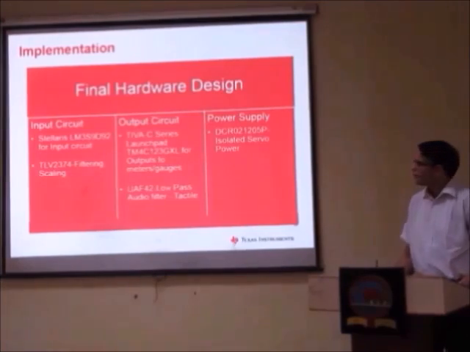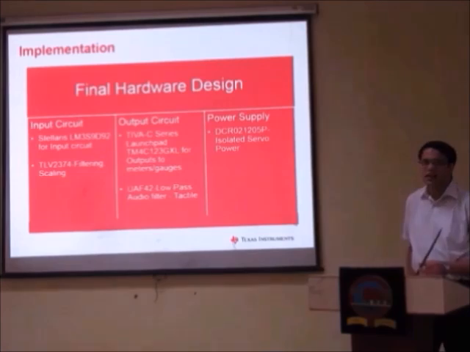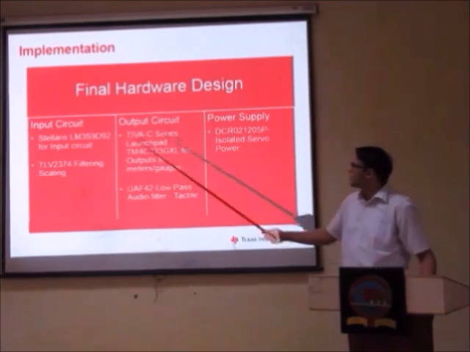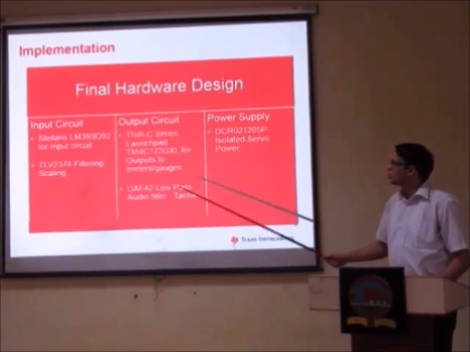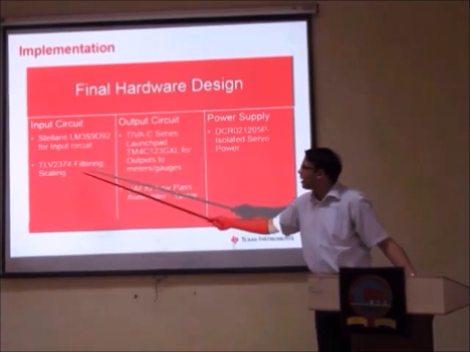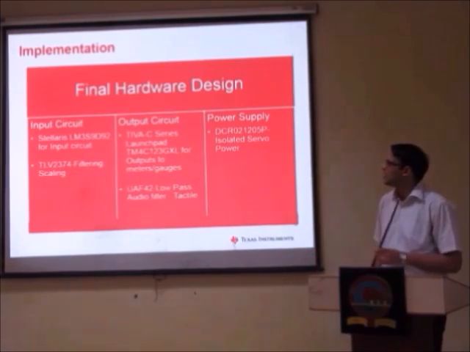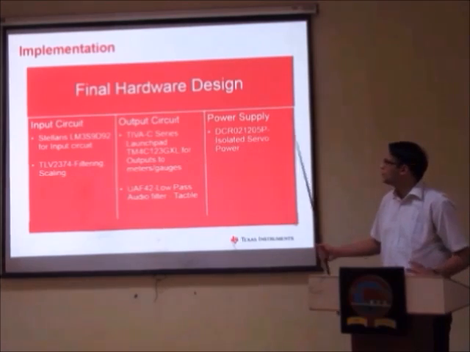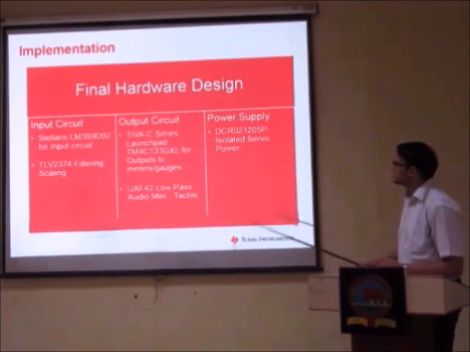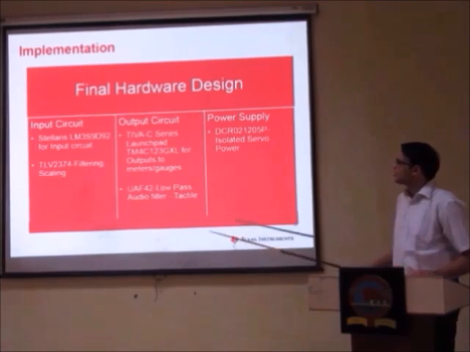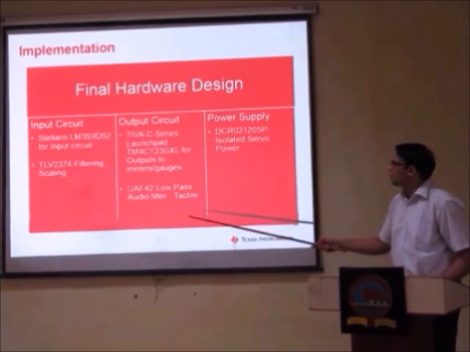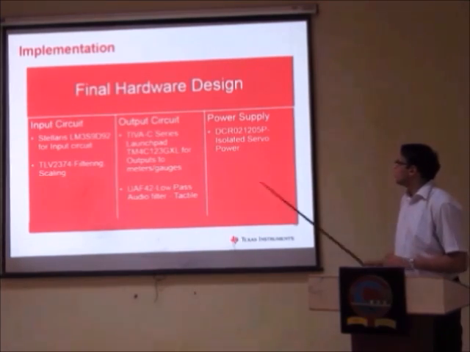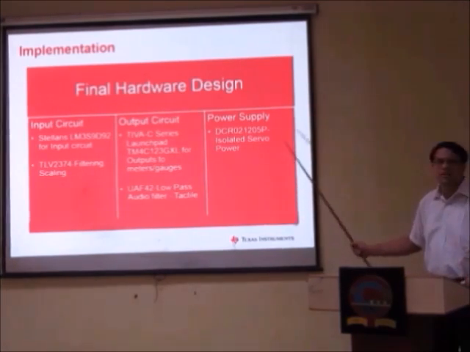This slide summarizes our final hardware design. Here you can see the different TI components that we have used. On the input part, we are using a Stellaris board for taking inputs from the control stack. TLB2374 quad op-amp is being used for filtering and scaling analog inputs from the potentiometers. We are using TIVA C series launchpad board for driving motors and gauges. UAF42 filter circuit is being used for the audio tactile feedback system. We are also using an isolated DC-DC converter for powering the servo motors.